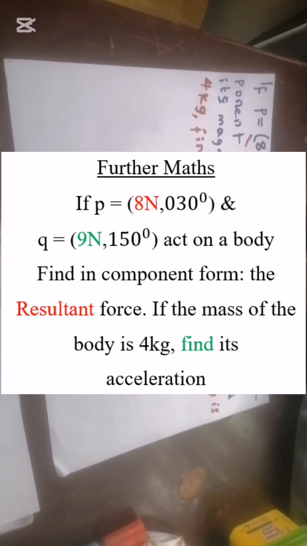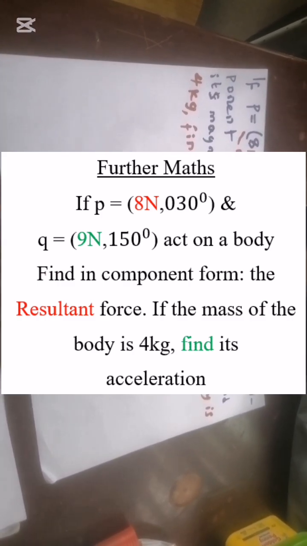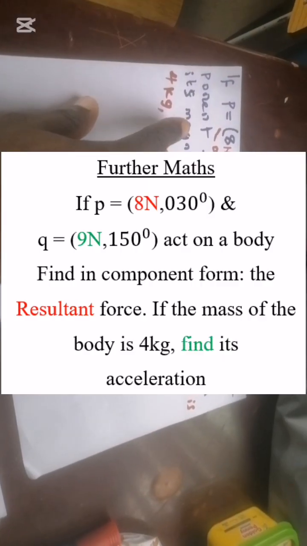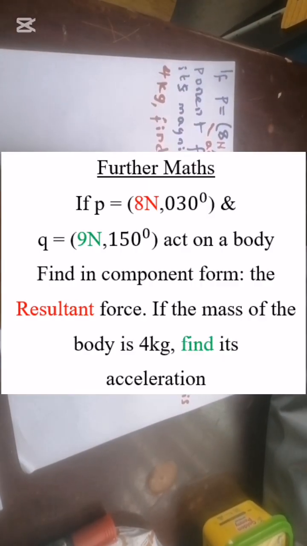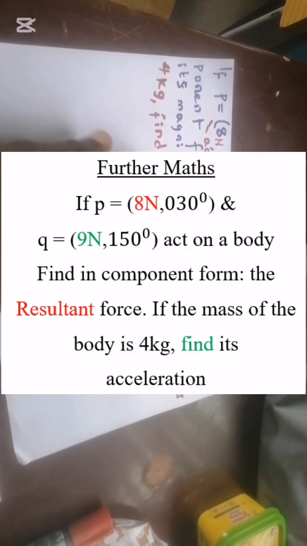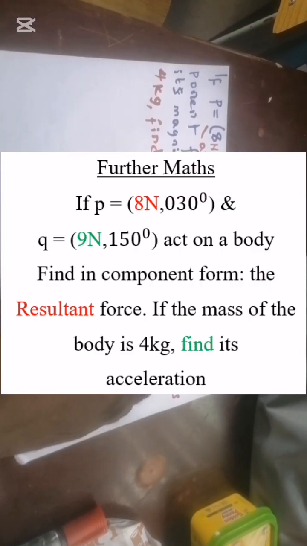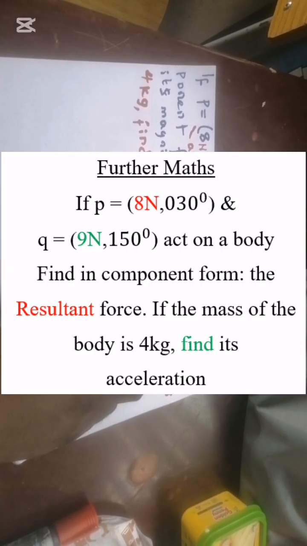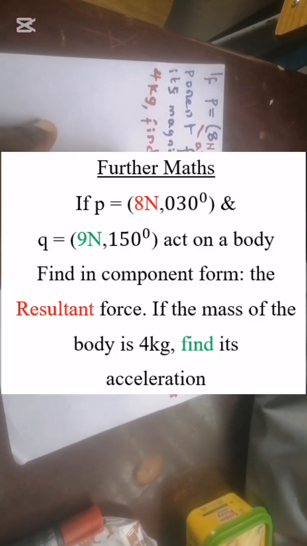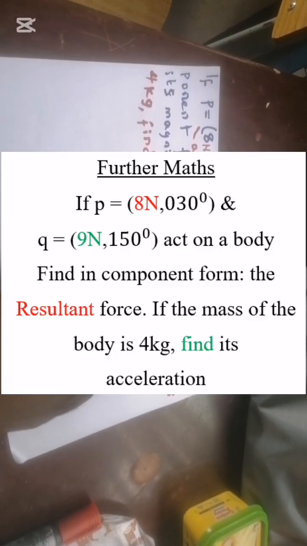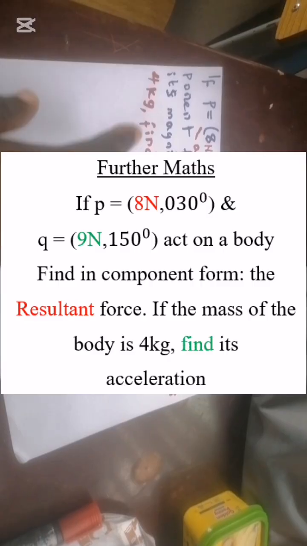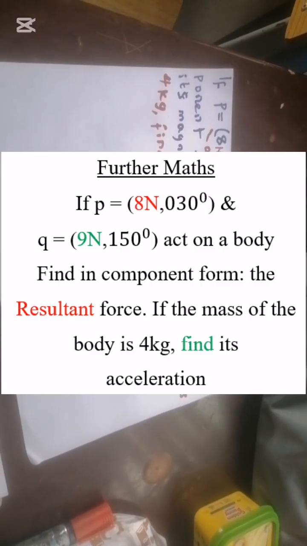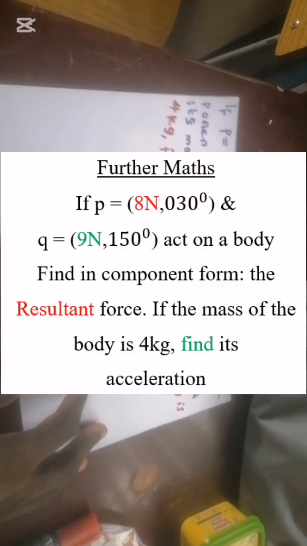Okay, today I want us to solve a question, and the question is on the screen. If P equals this and Q equals this, act on a body, find in component form the resultant force and its magnitude. If the mass of the body is 4 kilograms, find its acceleration. So when they give you something like this, how do you start? Okay, there's a very simple process which I will show to all of us.